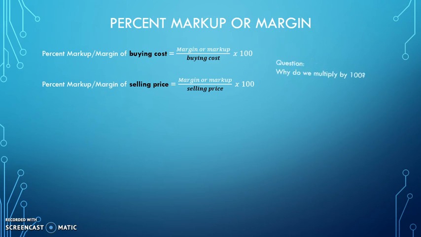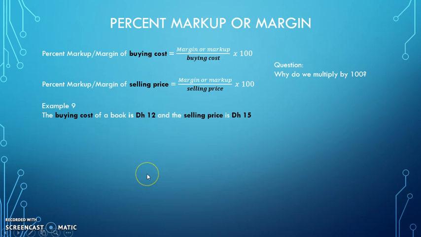Now, why do you think we multiply by 100? Well, in both these statements, we're asked to find the percent, so that's why we multiply by 100. Okay, let's have a look at an example.